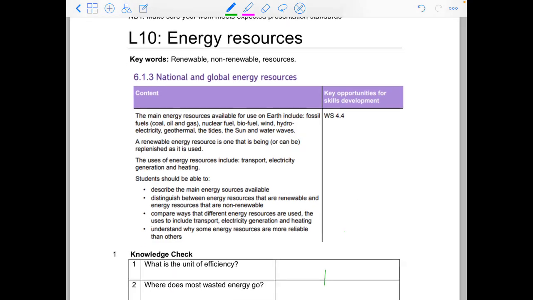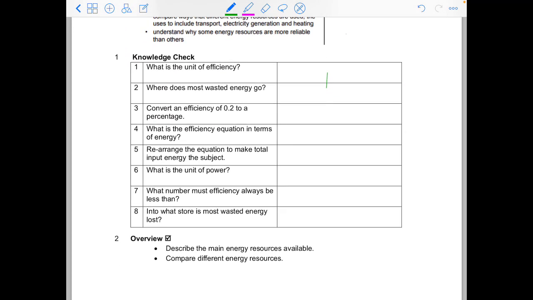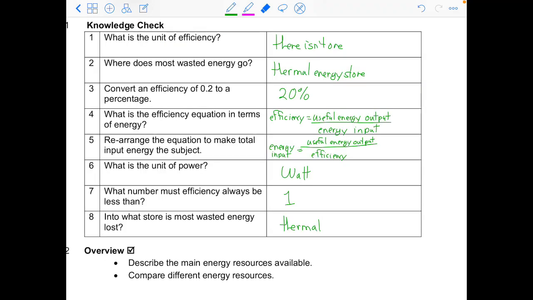So, as is always the case, we're going to start with our do now, our knowledge check. So, have a look at these questions, give the questions a go, pause the video, restart it once you have answered the questions. So here we have the correct answers. Make sure you pause the video, get all those in, and then we'll move on to the rest of it.